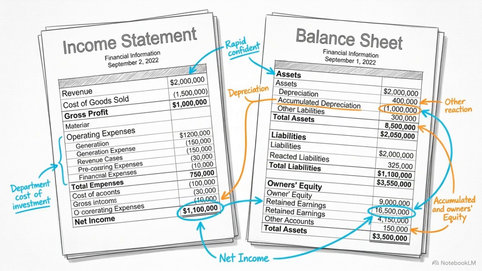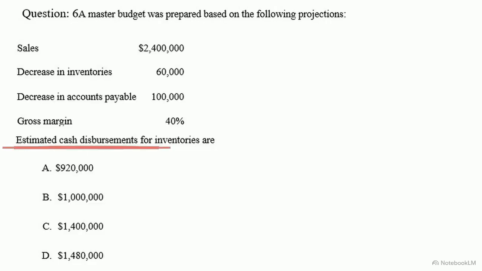on the balance sheet. This projection asks us to find the estimated cash disbursements for inventories, given the sales, gross margin, and expected changes to balance sheet accounts. First, we calculate the baseline cost of goods sold. With $2.4 million in sales and a 40% gross margin, the actual cost of goods sold is the remaining 60%, or $1.44 million. Next, we account for the $60,000 decrease in inventories. A shrinking inventory means the company sold off existing stock rather than purchasing new units, requiring less cash out the door. We subtract $60,000 from the baseline cost.